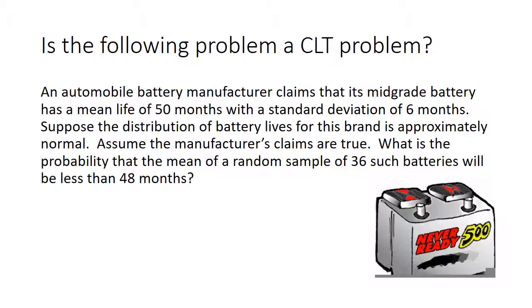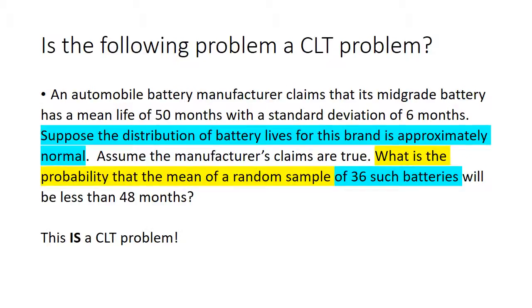Even if we had a smaller sample than 36, this would still be a central limit theorem problem. Although our sample size is big enough, 36 is bigger than 30, we wouldn't need to know anything about the distribution of battery lives for this to be a central limit theorem problem. Our sample size is big enough. All right, key phrases highlighted: probability involving a sample mean, and our underlying population is approximately normal, or our sample size is big enough. Yes, this is a central limit theorem problem.